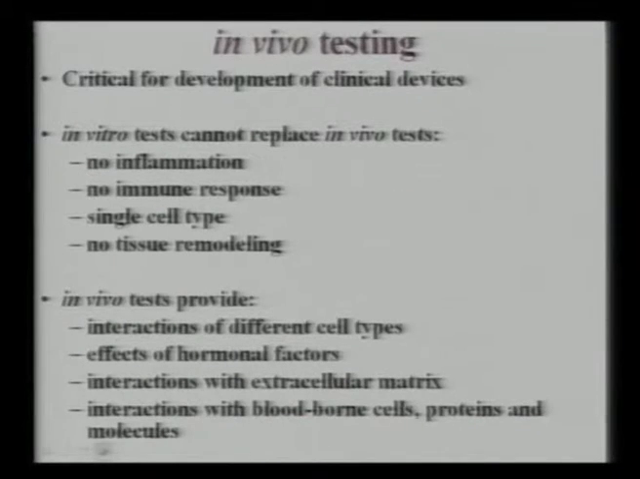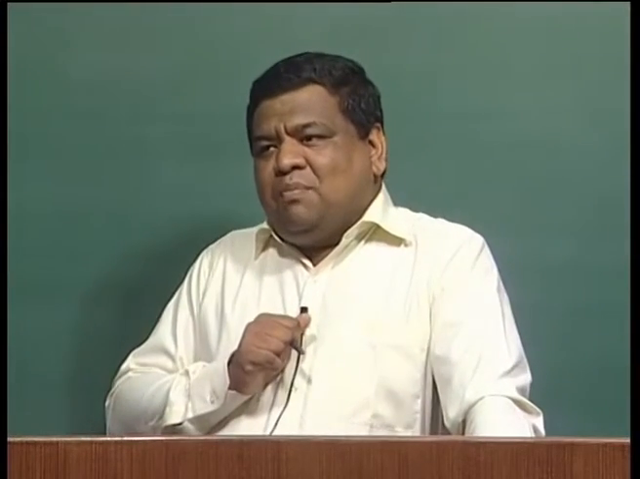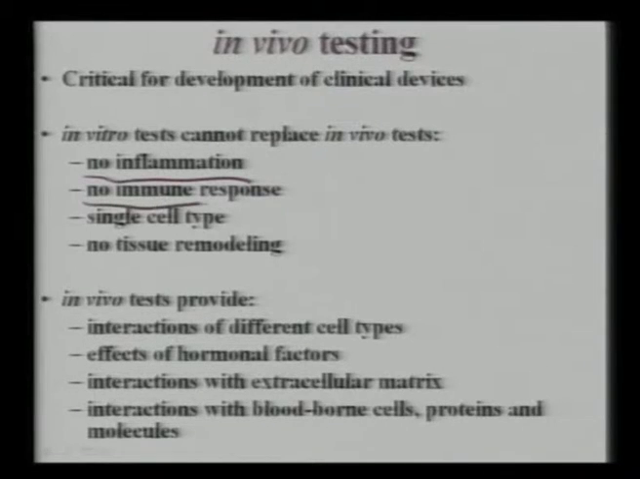Now, in vitro tests cannot replace in vivo tests. Why? Because in an in vitro test you cannot simulate whether there is any inflammation or not. Inflammation can only be realized when you put the material inside the human body or inside any animal. Second, there is no immune response, because you are not dealing with any immune system. The immune system is inside the human body or inside any animal. So you cannot study any immunohistological response of a material.